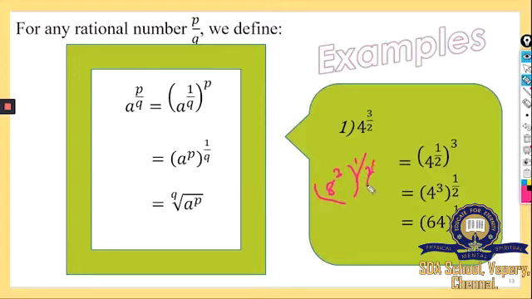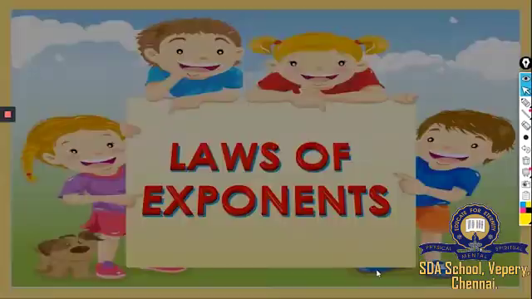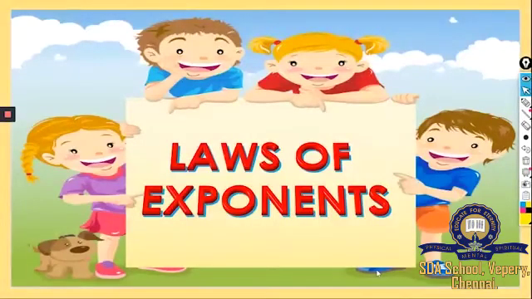So now if you cancel this 2 and 2, you will get 8 power 1, right? So that will be the next step. 8 power 1 is nothing but 8 only. So we have got the answer to be 8. So this is all about fractional indices. So now we are going to see laws of exponents.